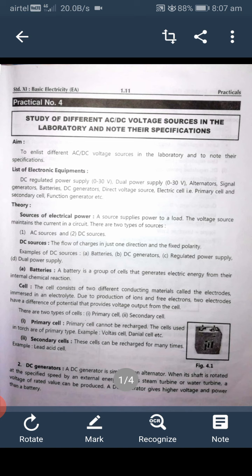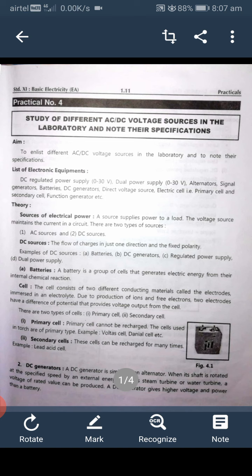Welcome to online class. Today we are going to study different AC/DC voltage sources in the laboratory and note their specification. The aim of this experiment is to enlist different AC/DC voltage sources in the laboratory and to note their specification.